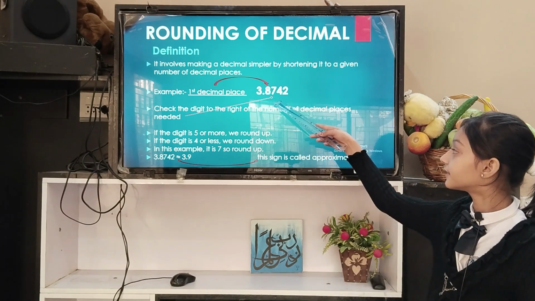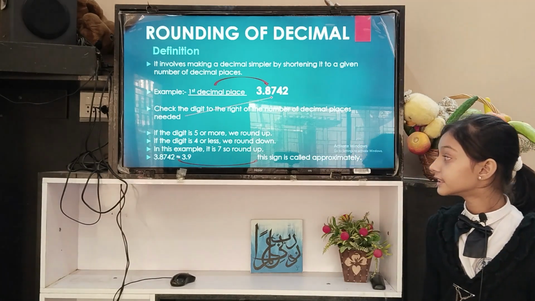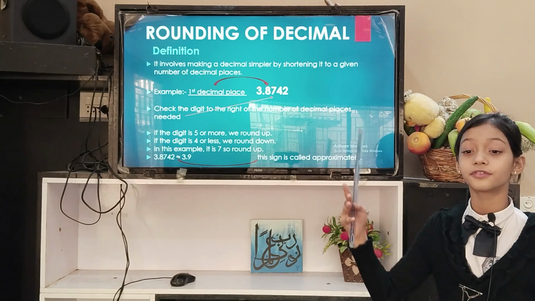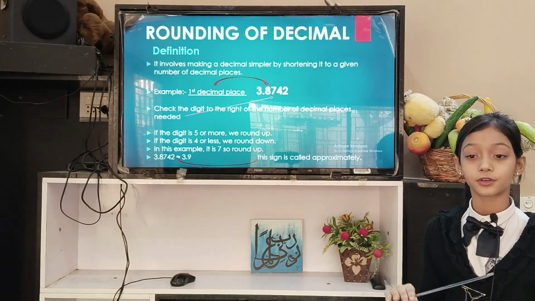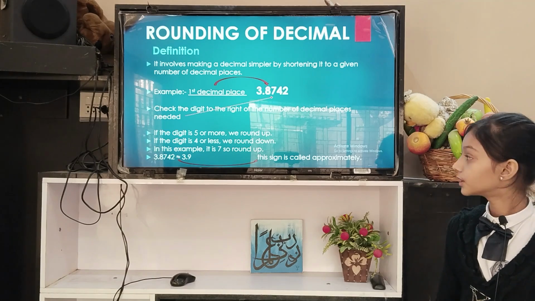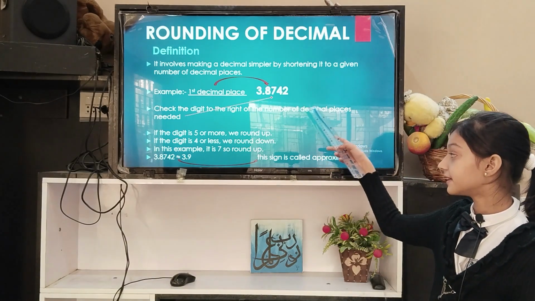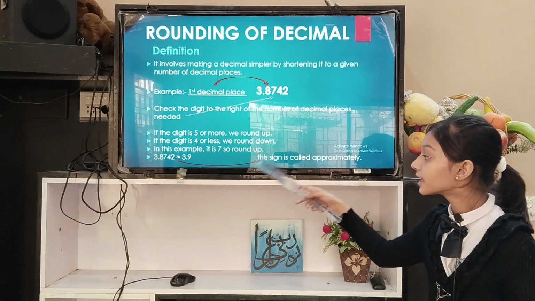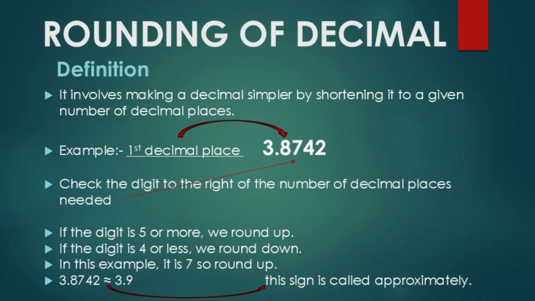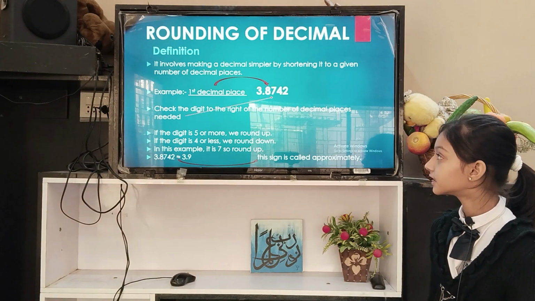And after the 8 we have 7. If the digit is 5 or more, we round up. If the digit is 4 or less, we round down. In this example, we have 7, so we round up. This sign is called approximately. 3.8742 is approximately 3.9.